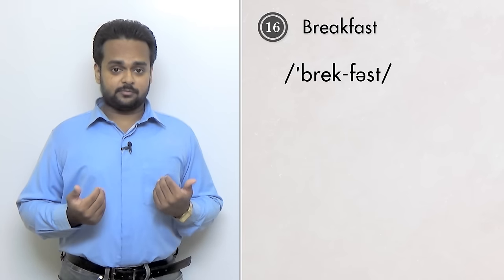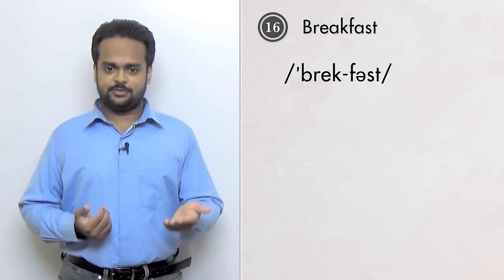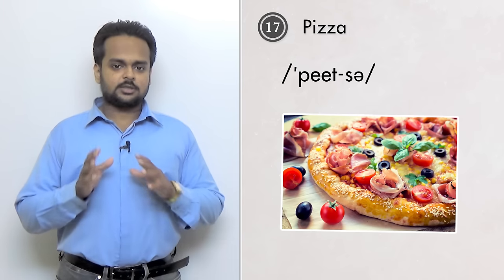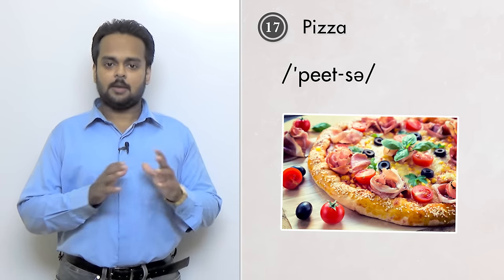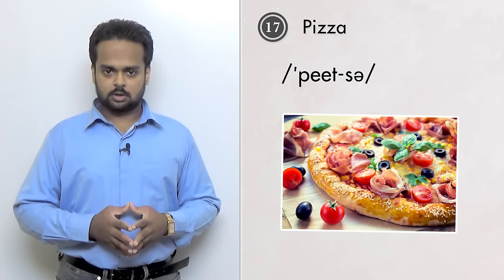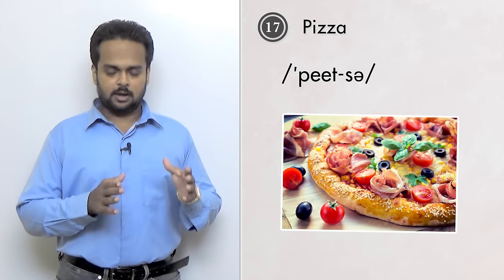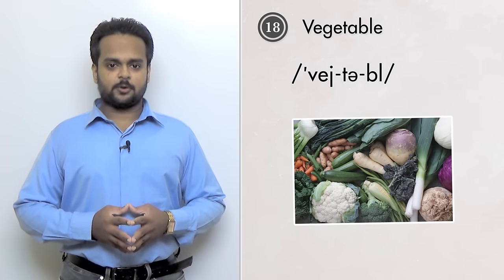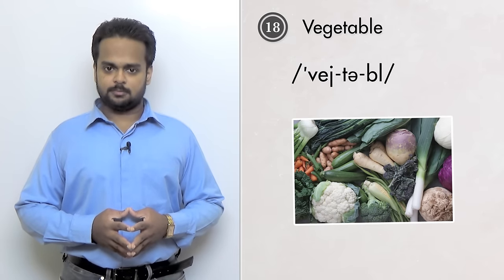You know what I had for breakfast today? I had this pizza. Really, I did. It's not a pizza and it's not a pizza. There's no z sound in this word. It's pizza, pizza. Another food word that's mispronounced a lot is vegetable.